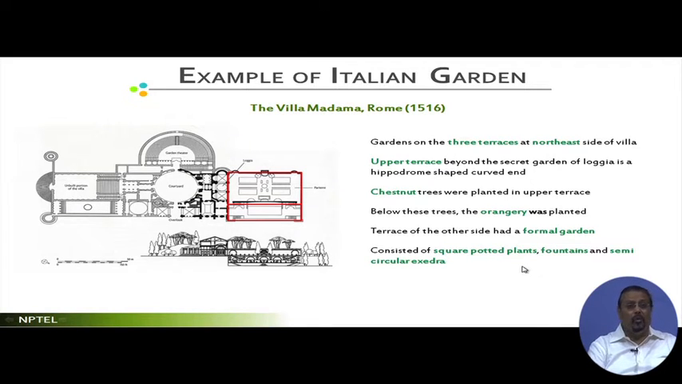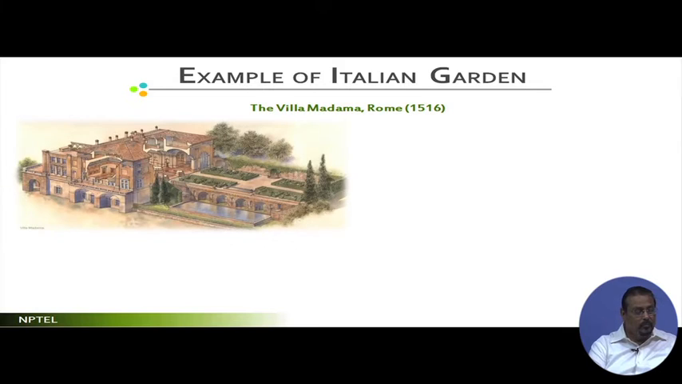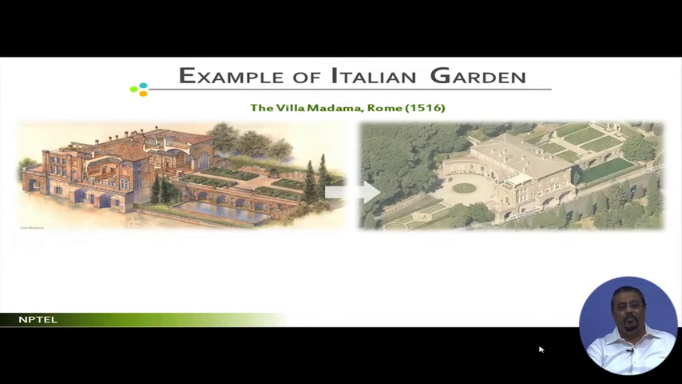The other side had the formal garden and the potted plants. Essentially, again this correlates with the classical Italian style: terraced, very formal, potted plants, multi-level. This is the artist's impression of the Villa Madama, and this is a true picture of the Villa Madama.